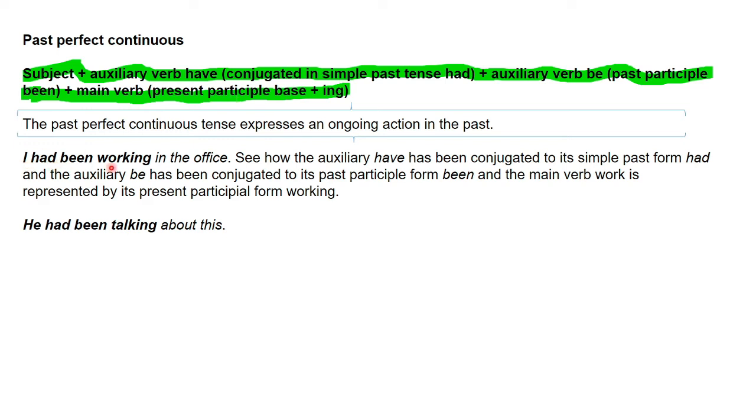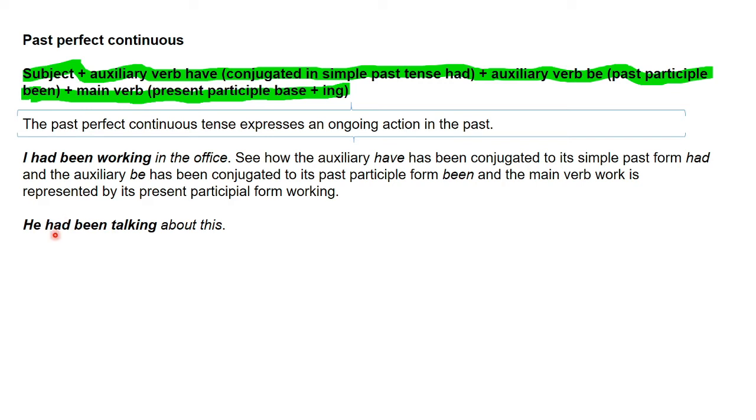I had been working in the office. So this is some point in the past, but at that point in time the action was still going on. So I was working at that time in the office. He had been talking about this. Now if it were a present perfect continuous tense, it would have been I have been working in the office. He has been talking about this.